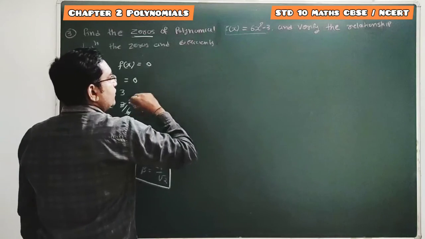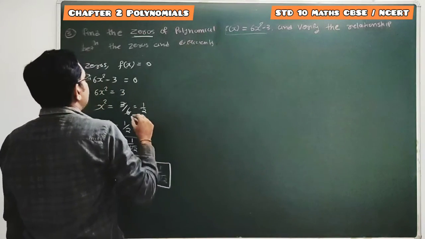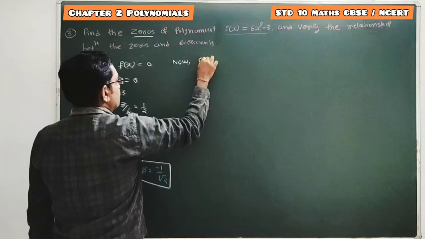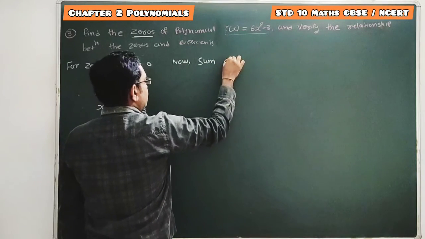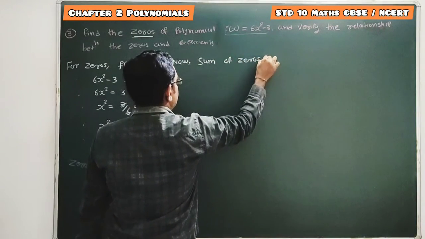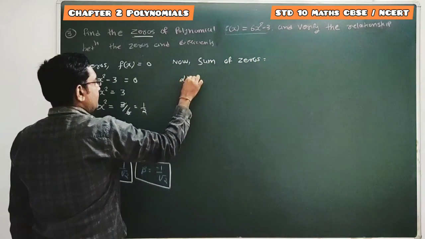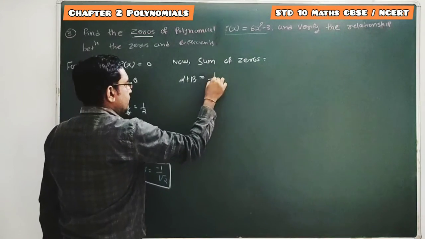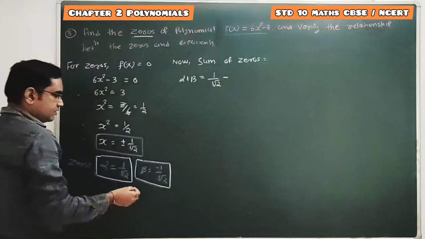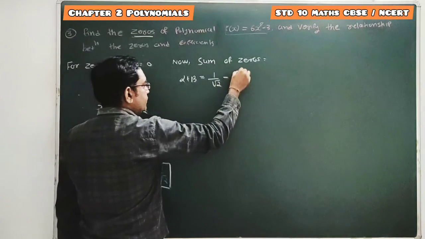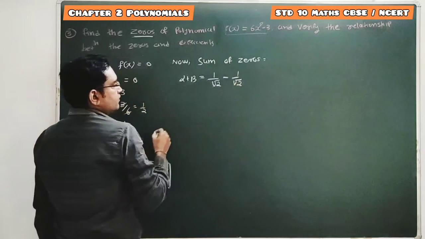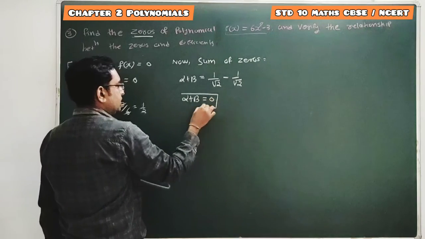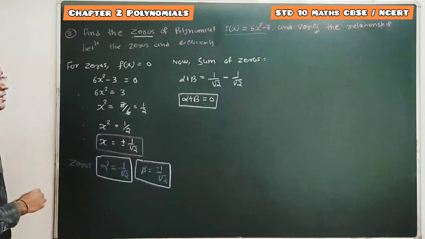Done. Now for the verification of the relationship between zeros and coefficients, we require the sum of zeros and the product of zeros. So first we will find the sum of zeros. What is the sum of zeros? It's alpha plus beta. Here the value of alpha is 1 upon root 2 and beta is minus 1 upon root 2. So 1 by root 2 minus 1 by root 2. So alpha plus beta is 0. Sum of zeros is 0.